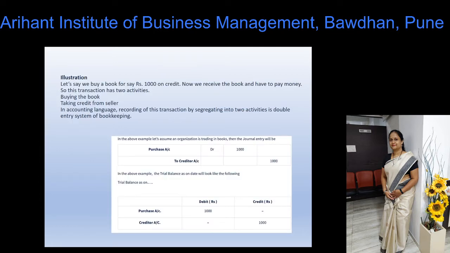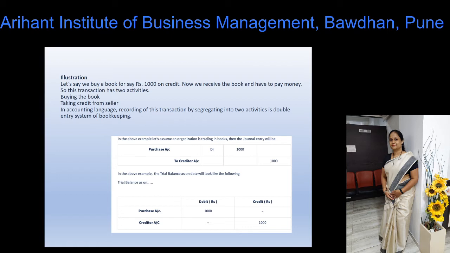So let us understand with one example. Let's say we buy a book for rupees 1000 on credit. Now we receive the book and have to pay money. So this transaction has two activities. First is buying the book from the seller and taking credit from the seller. In accounting language, recording of this transaction by segregating it into two activities is the double entry system.